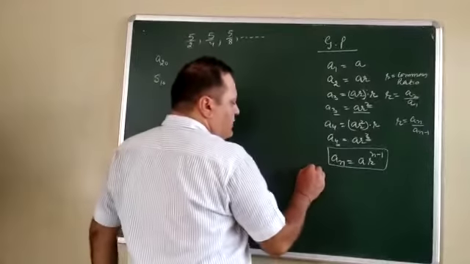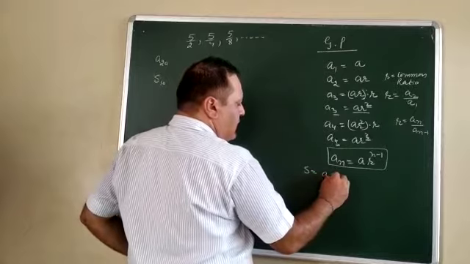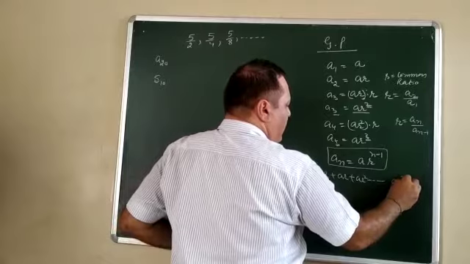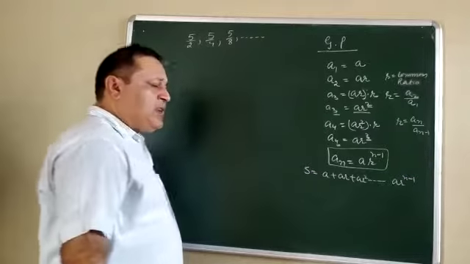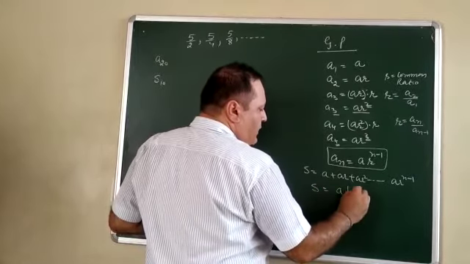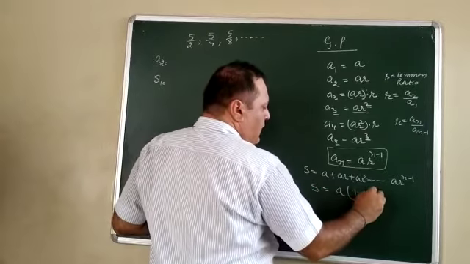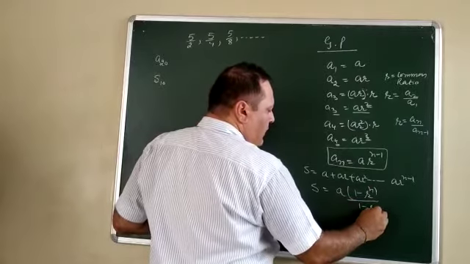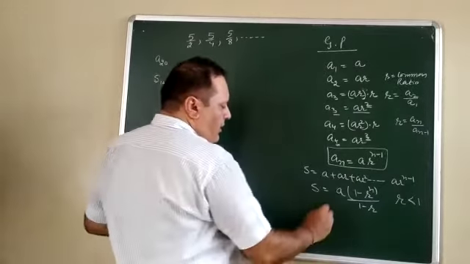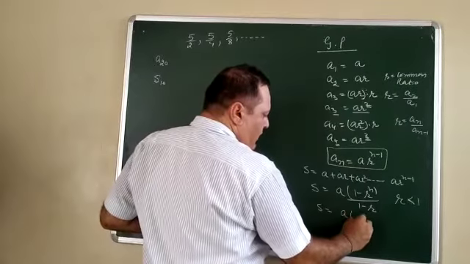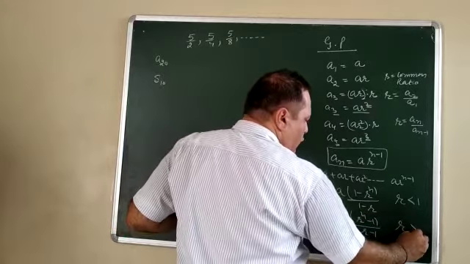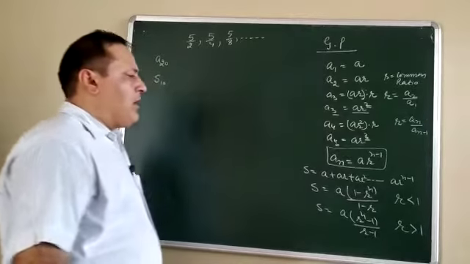Similarly, if someone says find the sum of the sequence a plus ar plus ar square up to ar to the power n minus 1. In this case, we have a formula for the sum of a GP: S equals a into 1 minus r to the power n upon 1 minus r, when your common ratio is less than 1, and S equals a into r to the power n minus 1 upon r minus 1 if your common ratio is greater than 1.